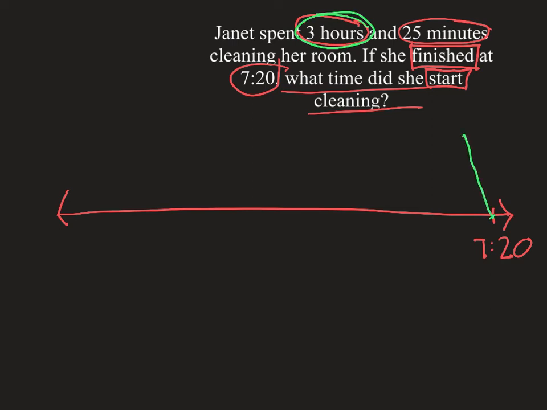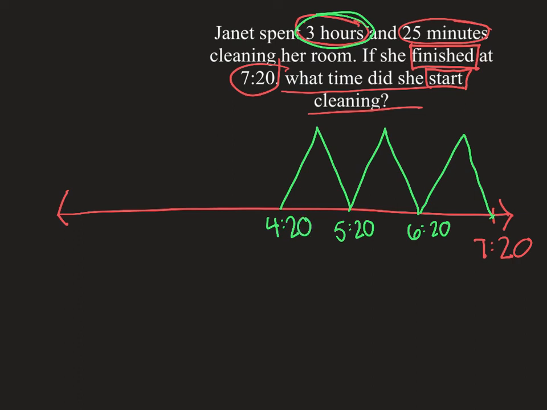mountains. 1, 2, 3, right? And that means I go from 7:20 to 6:20, from 6:20 to 5:20, and from 5:20 to 4:20. So I'm done with my 3 hours. Then I have 25 minutes left. But if you look here, the time I have right now ends in 20. So what I do is I take away that 20 first to get me just to 4 o'clock, okay?